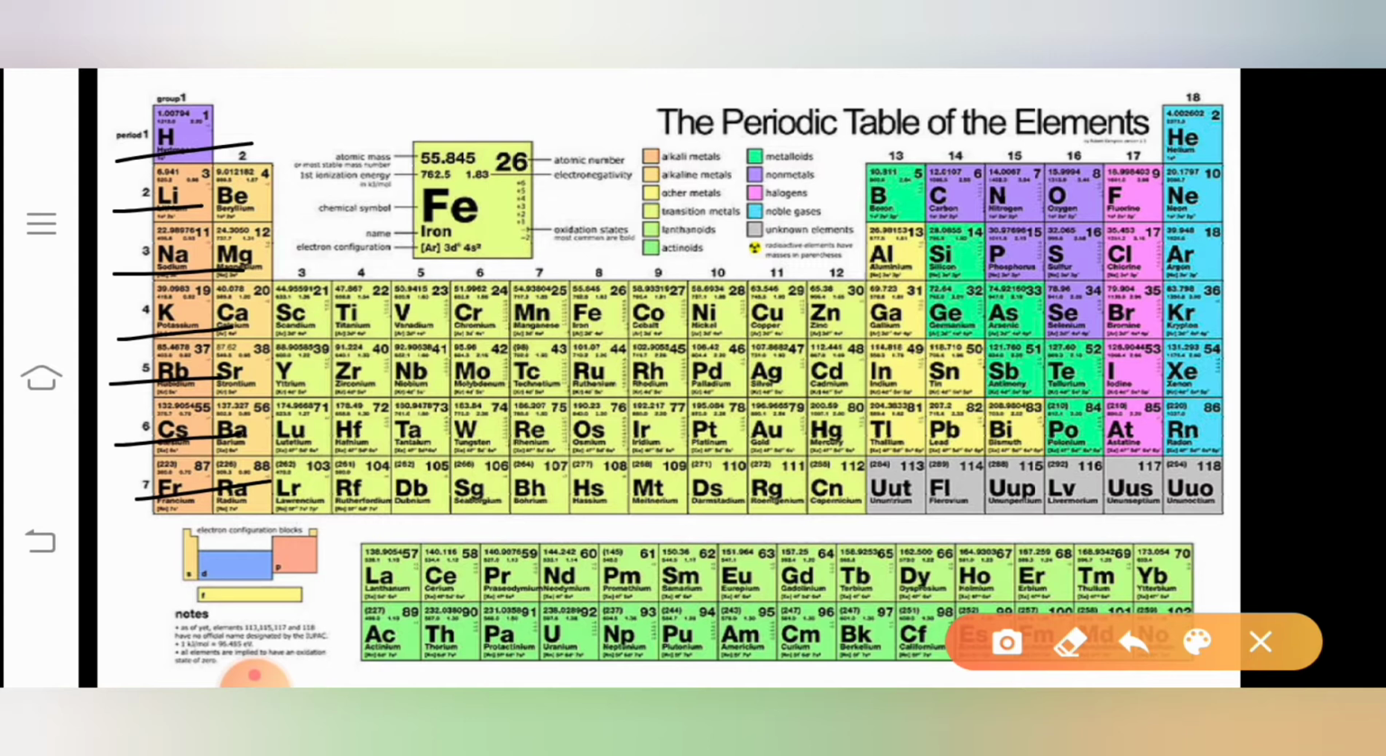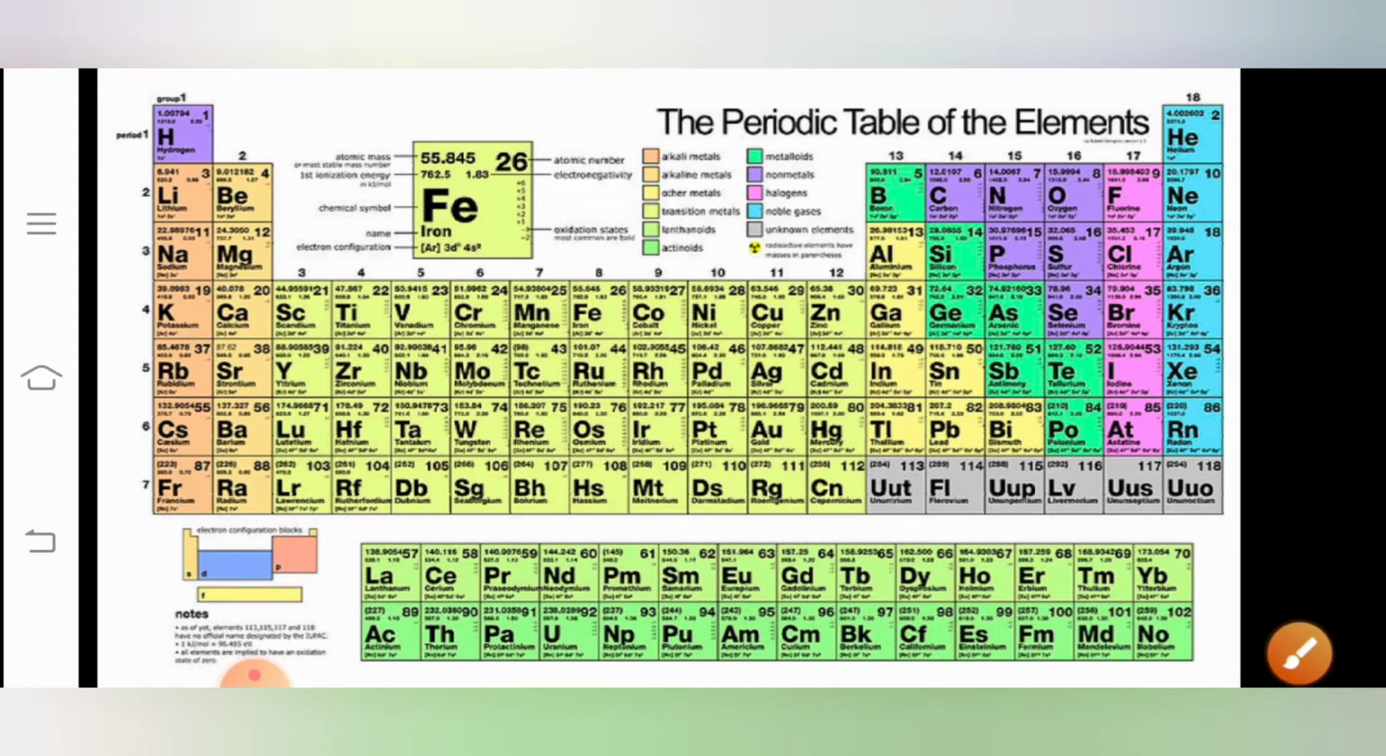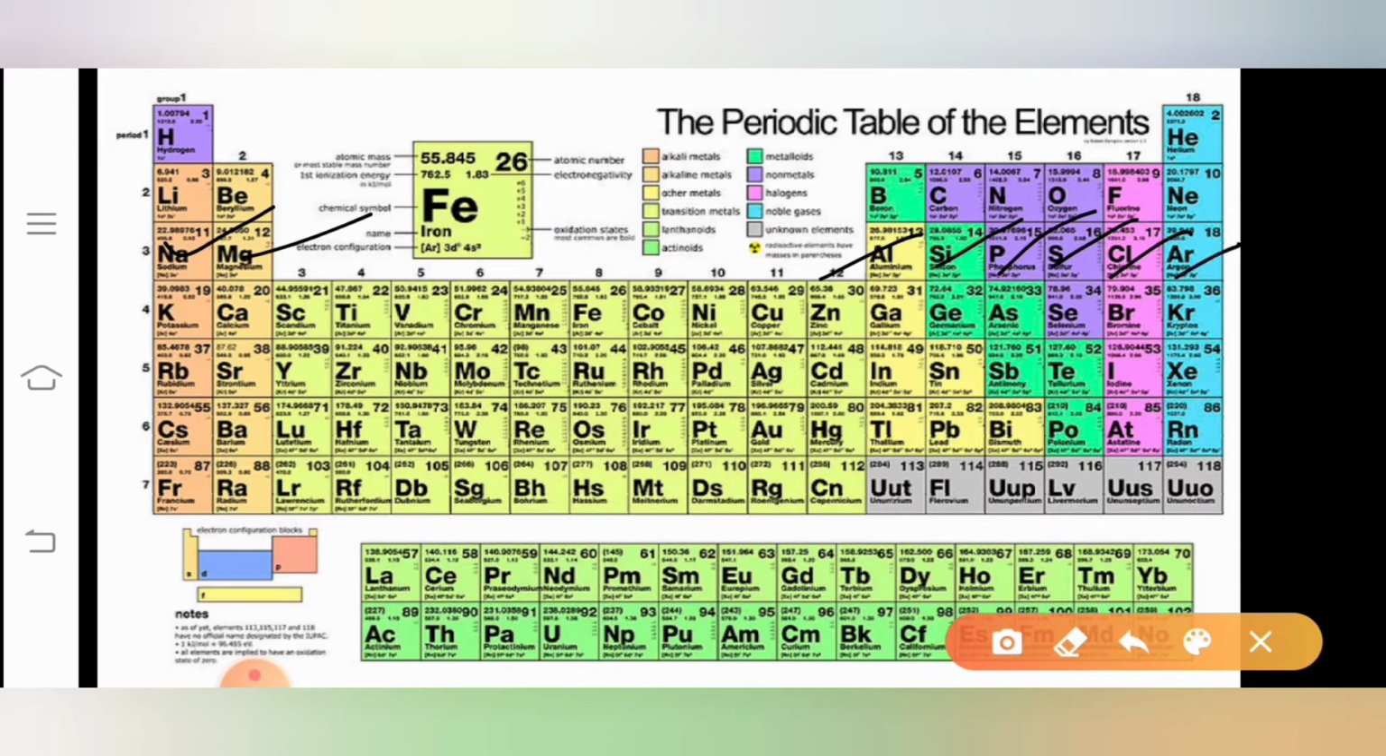For example, if you look at this table, the elements in this table are arranged in order. For example, you can see it is 11, 12, 13, 14, 15, 16, 17, 18, correct? The elements have consecutive atomic numbers. They are arranged in order.